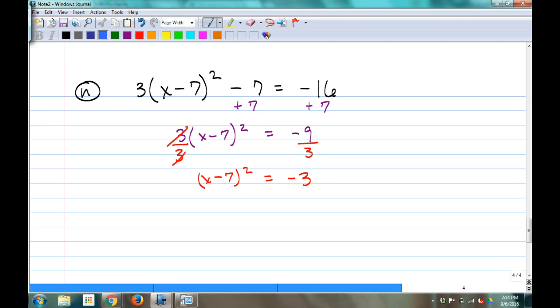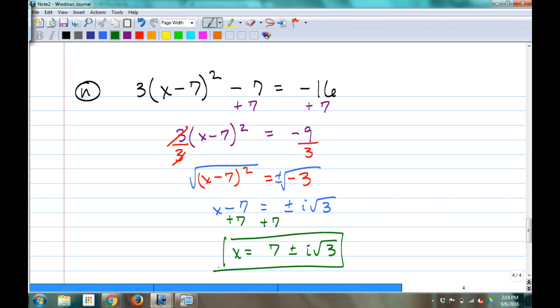Now what? Yeah, square root both sides because the squared part's by itself. Now what comes out of the radical negative 3? An i. Is anything else? No, because 3 doesn't break down any. So it's just i radical 3. Now we're one step away from getting the right answer. Plus 7. Good job. 7 plus or minus i radical 3.